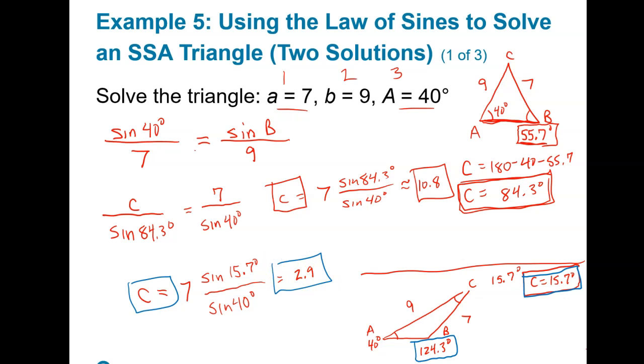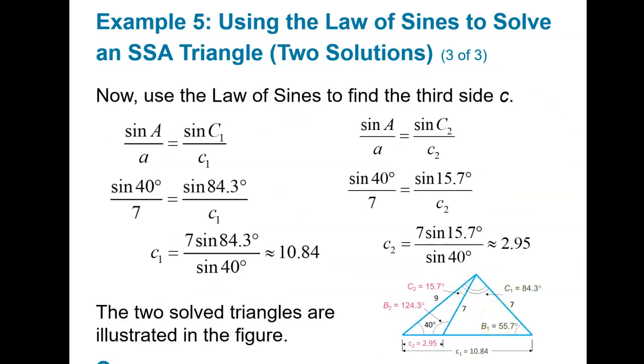So those are the 2 different cases that we have. We have 2 different triangles. It all comes down to that second angle that you've set up and solved for. So there's the picture that we have done, showing you those 2 different possibilities that have a 9 and a 7 and a 40 degree angle opposite the side length 7. So we have 2 different possibilities, an acute triangle and an obtuse triangle.